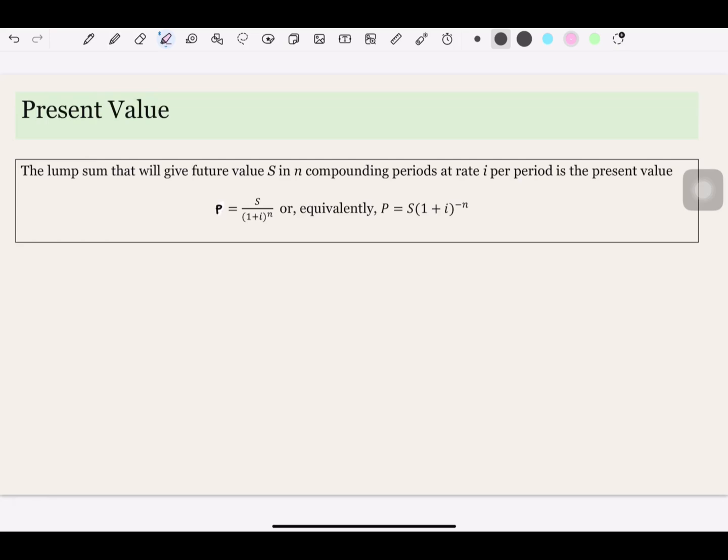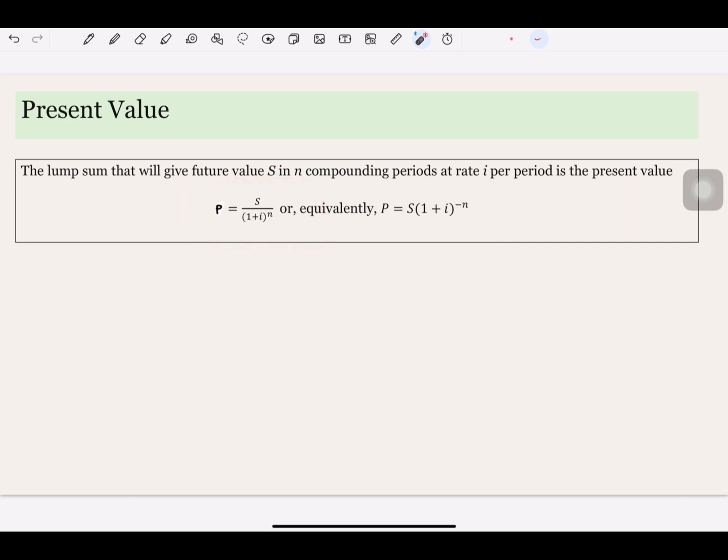Okay, what is present value? The present value is the amount of money that you would need to invest today in order to reach a specific future value after a certain number of compounding periods. So it tells you the worth today of a future sum of money, assuming a fixed interest rate and compounding schedule. The formula is P equals S over (1 plus I) to the power n.